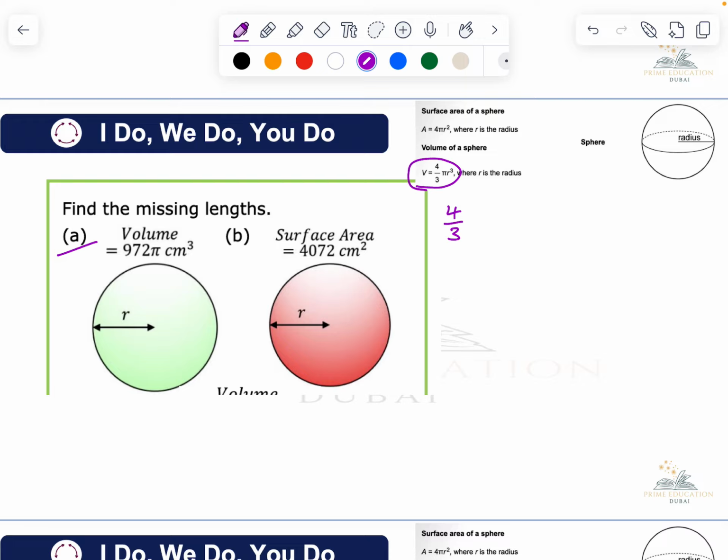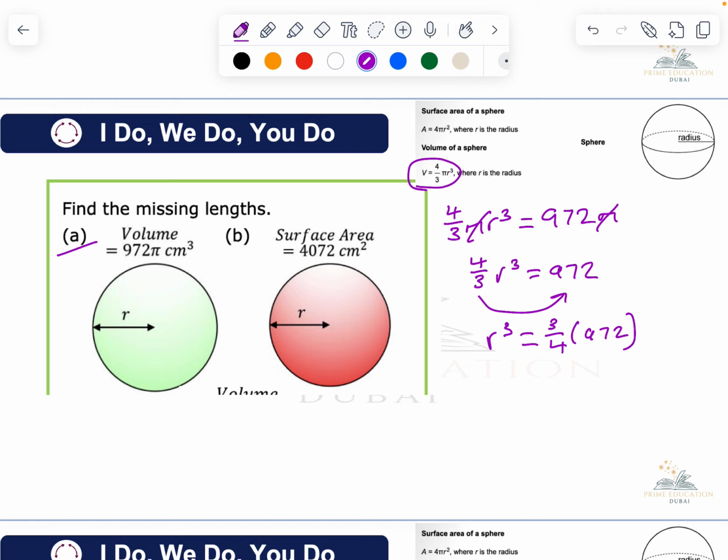So 4/3 pi R cubed is going to equal 972 pi. When we're doing things like surface area and volume, or anything that involves pi, if pi is on both sides of the equation, everything is just multiplying. It's super easy just to cancel both pi's out straight away. Now we're just dealing with 4/3 R cubed is 972, and then we can just solve it. I need to multiply by 3 and then multiply by 4, so you basically just multiply by the reciprocal. So R cubed is 3/4 of 972.